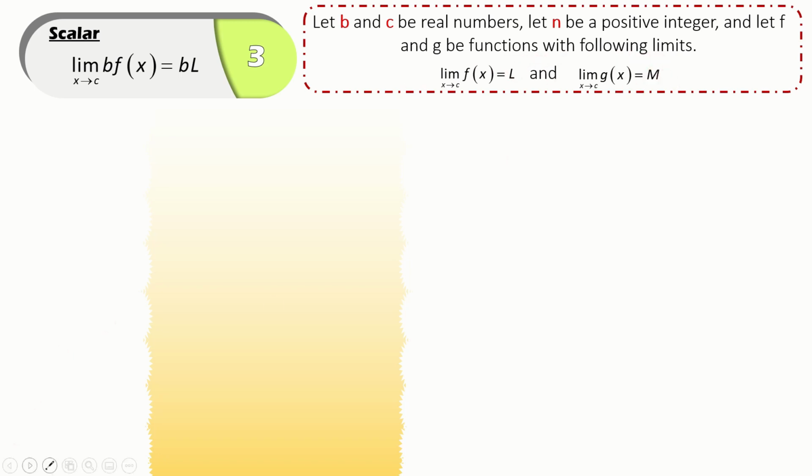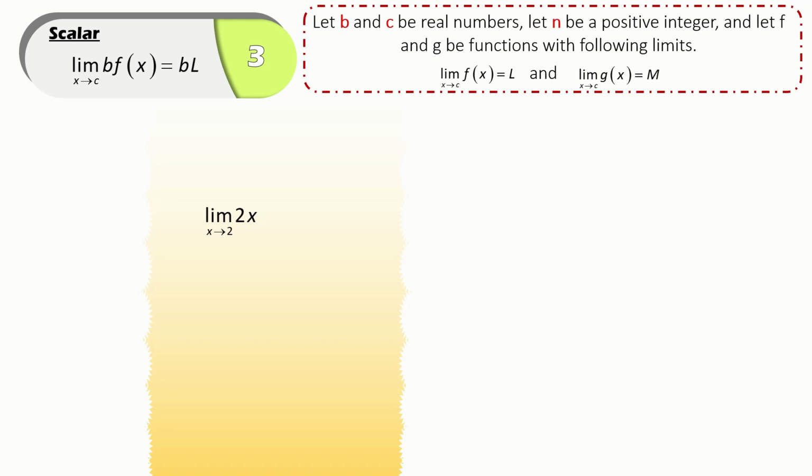To simplify this property, let's take this example. What is the limit of 2x as x approaches 2? Observe that the numerical coefficient, 2, is the constant. It will never change regardless of where x is approaching, while the x may vary depending on where the x value is approaching, which is 2.